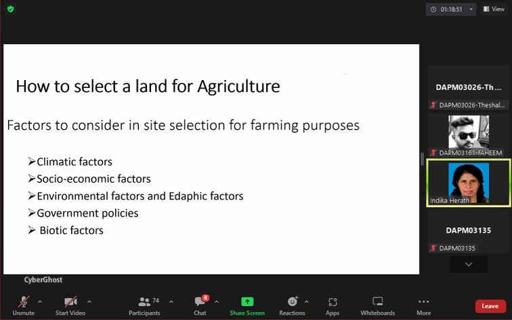And socio-economic factors: whether we have a market, whether there is a demand for that particular product. We need to consider them before selecting a location for doing farming practice. Environmental factors or edaphic factors, we will talk about later, and we will be talking about each one of these in detail.